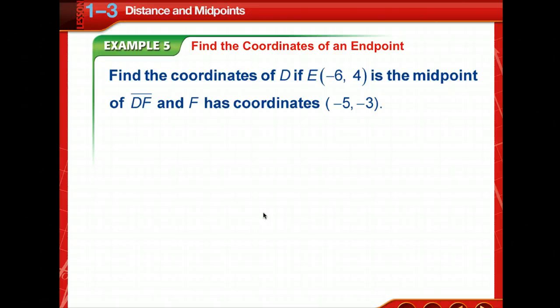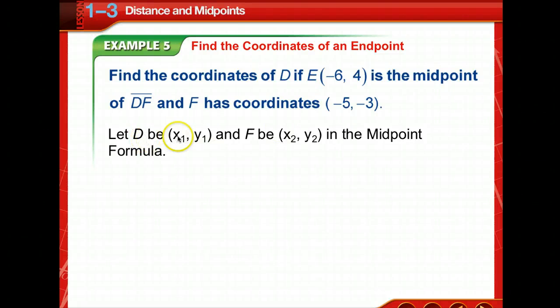Okay, now let's shake this up just a little bit. We're going to find the coordinates of an endpoint. In other words, okay, it says find the coordinates of D if E is the midpoint. So they're giving us an endpoint, I'm sorry, the midpoint, and one of the endpoints. Now we have to go back in and try to figure out what the other endpoint is. So this is a little trickier.